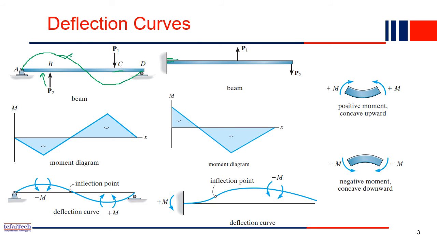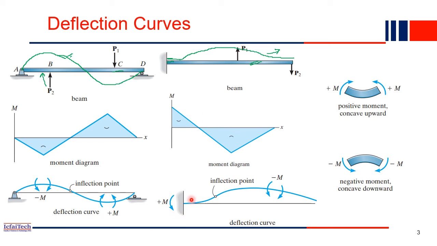It will go a little bit, and then because of P1 the deflection will start, right? And then P2 will be there. So this is the deflected shape of this beam. After application of P1 and P2, the beam will deflect in this fashion. So this is exactly the deflected shape.